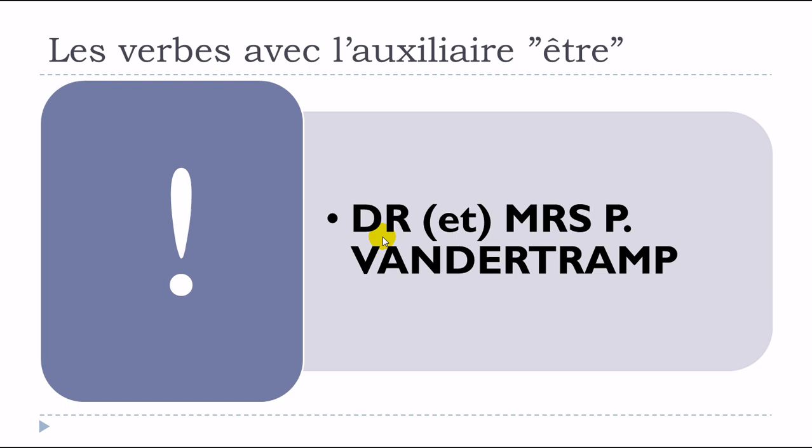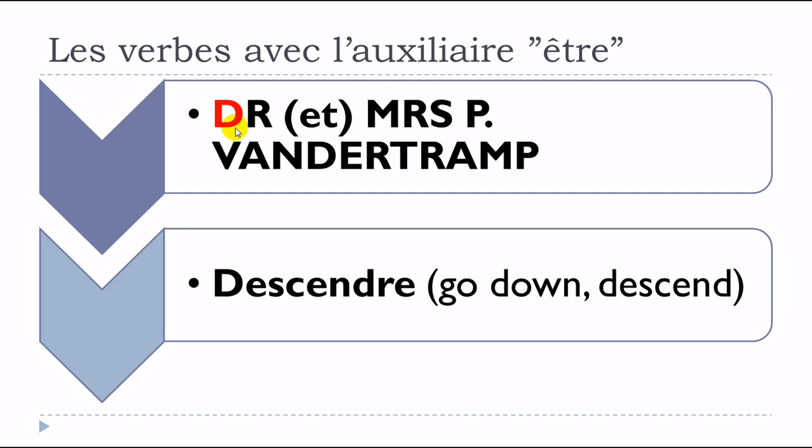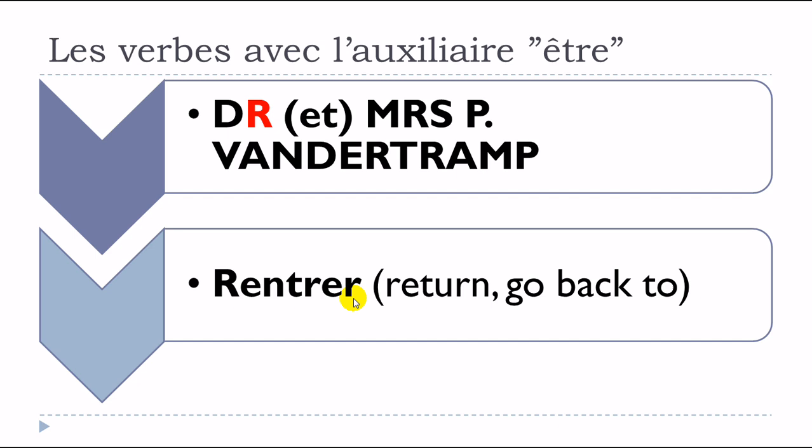The idea is that you will try to remember these names, and each letter will represent one verb that will require this auxiliaire être. So let's start now. If we take the whole thing here and then we take only the first letter, it's D, and D will be for the verb descendre. Then after that, R will be for rentrer.